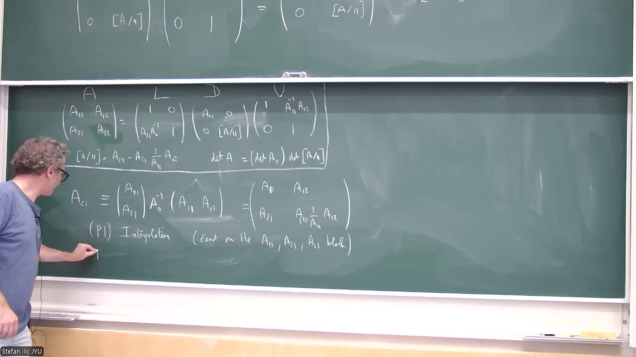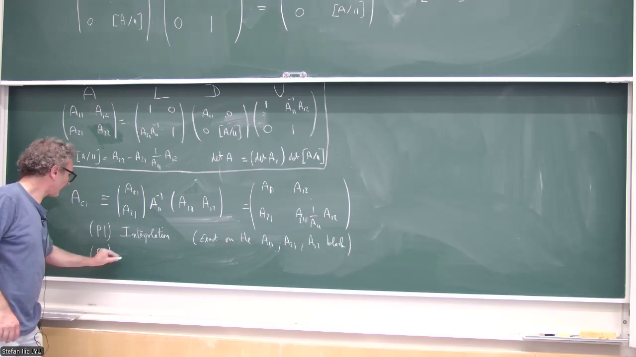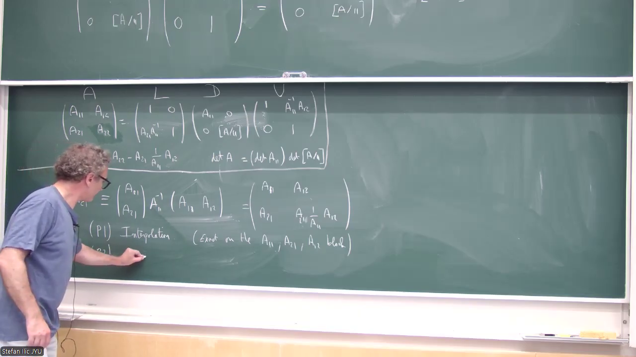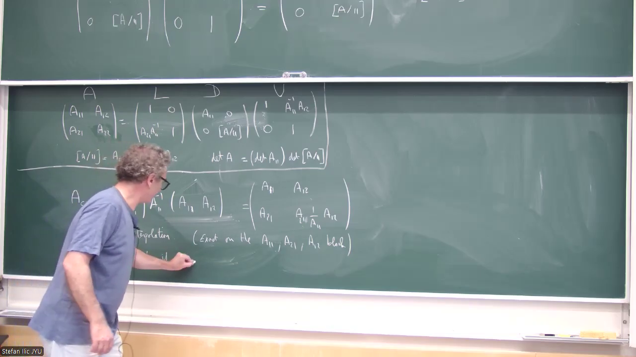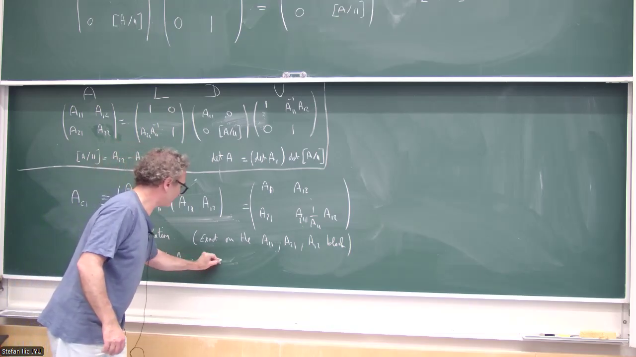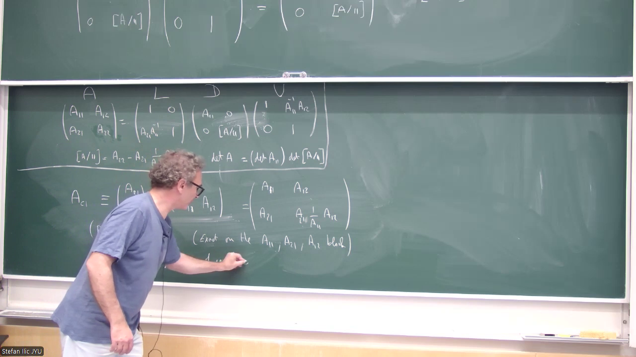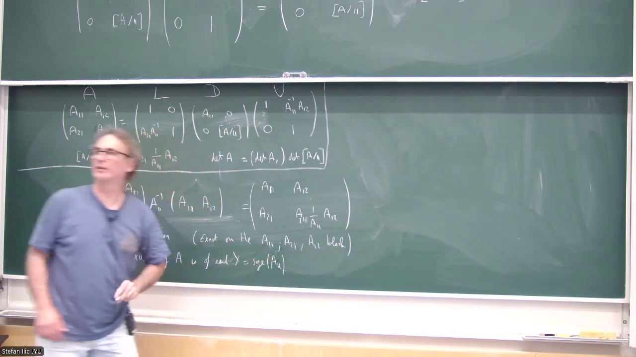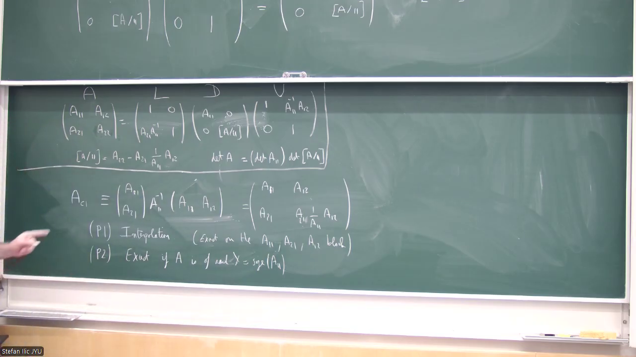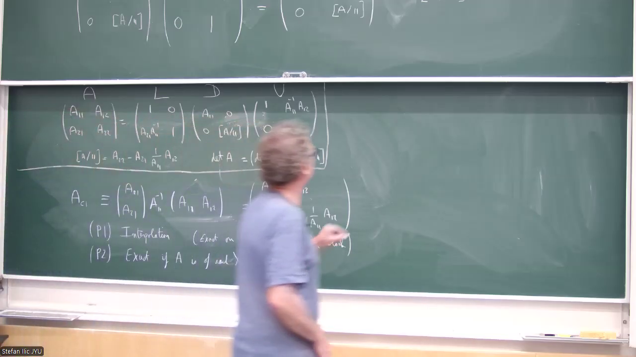Property P2: it is exact if A is of rank chi, equal to the size of the blocks that I kept. This I already proved. Let me prove it one more time.